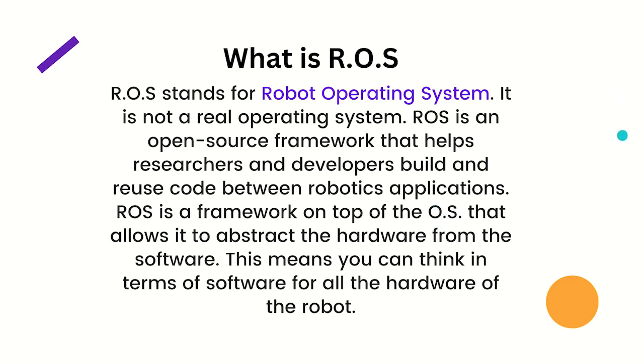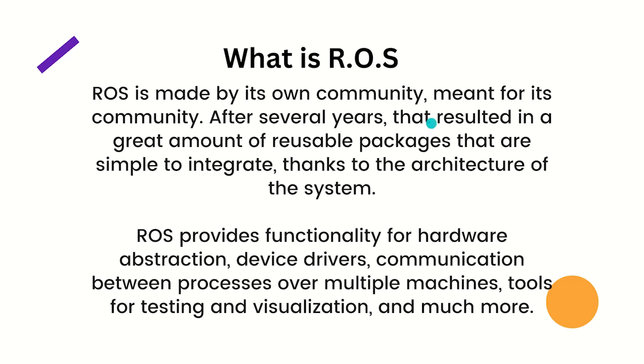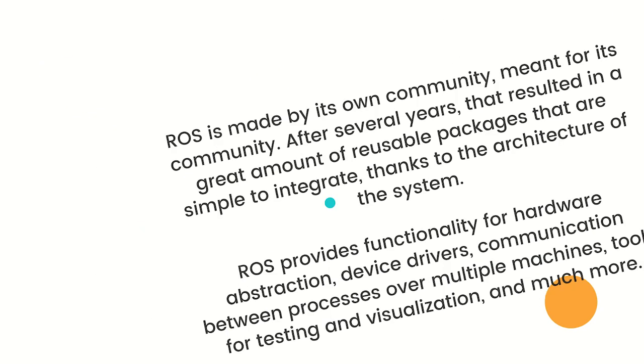ROS is like a set of tools that are required to control a robot. This means you can think of ROS as a software for all the hardware of the robot. So ROS is made by its own community and meant for its own community. After several years, that resulted in a great amount of reusable packages that are simple to integrate thanks to the architecture of the system. ROS provides functionality like hardware abstraction, device drivers, communication between processes over multiple machines, tools for testing and visualization, and much more.